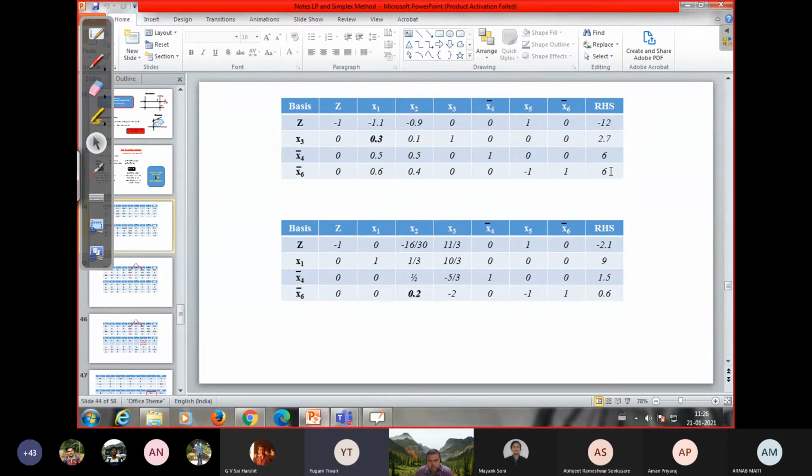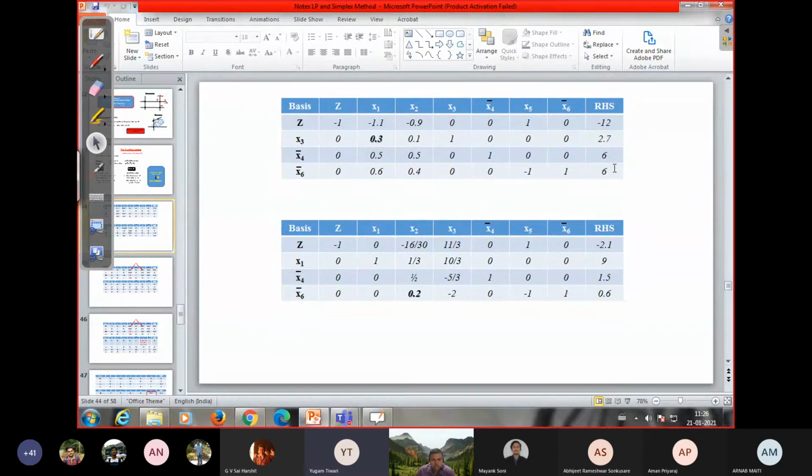No, forget about dummy. Forget about dummy and all. You just imagine that all these are variables, x1 to x6, and this is a table, right? Now what I am saying is that the value of x3 is 2.7, the value of x4 is 6, and the value of x6 is 6. Why am I saying that? Because the rest of the non-basic variables are 0.